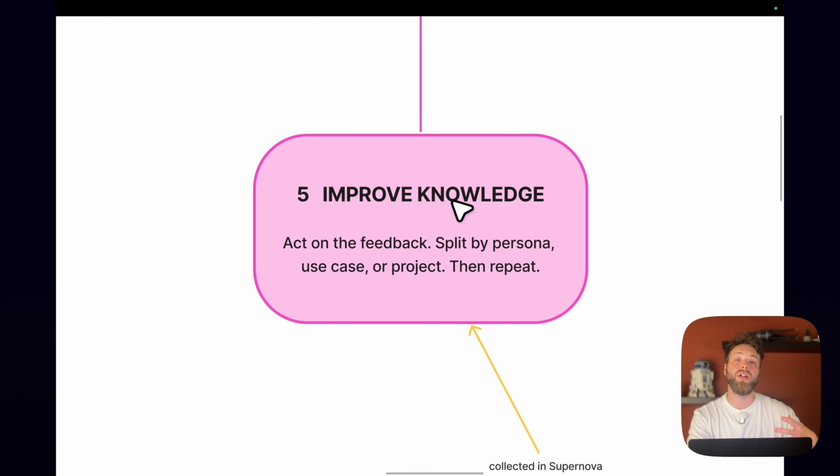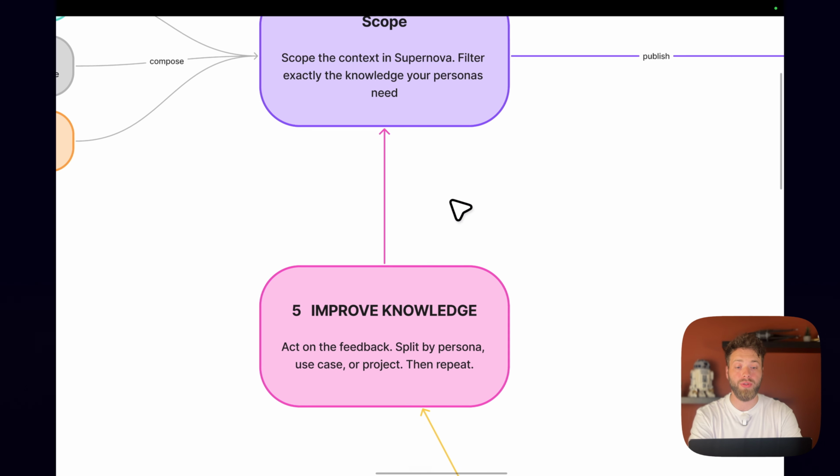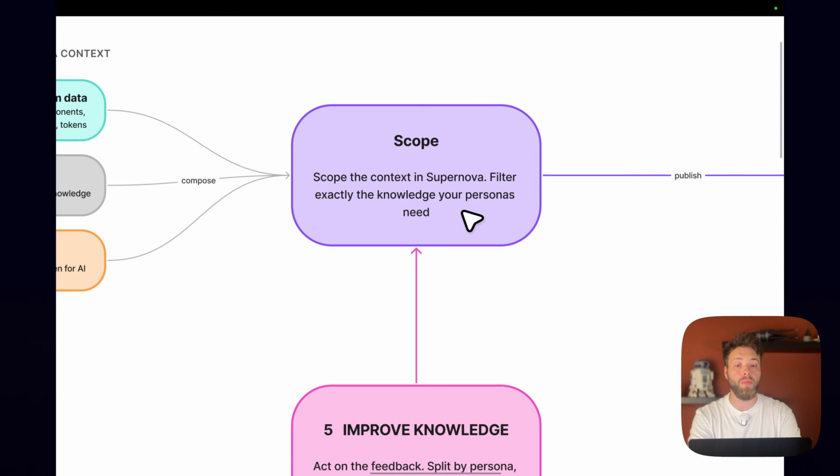In the near future, we believe that the agents will give you even clearer suggestions on what you can improve in your documentation or context. And then it goes back to scoping and you can manage the loop. So let me go to the platform so you can see exactly what we are talking about.